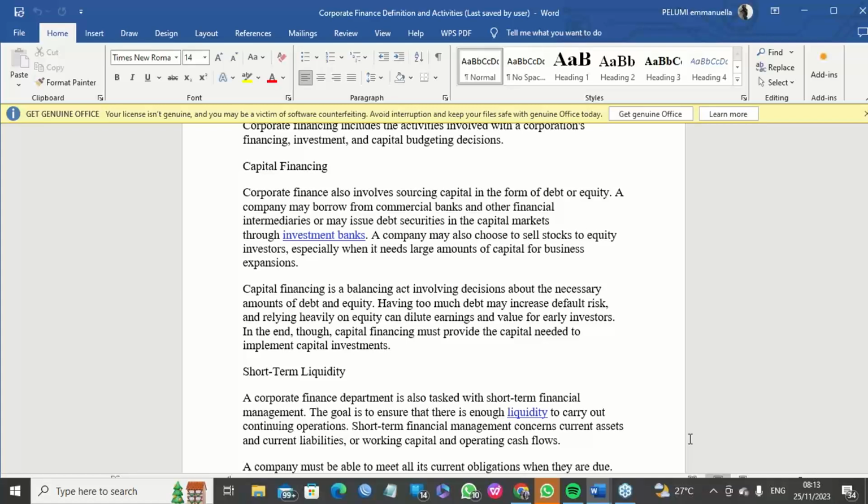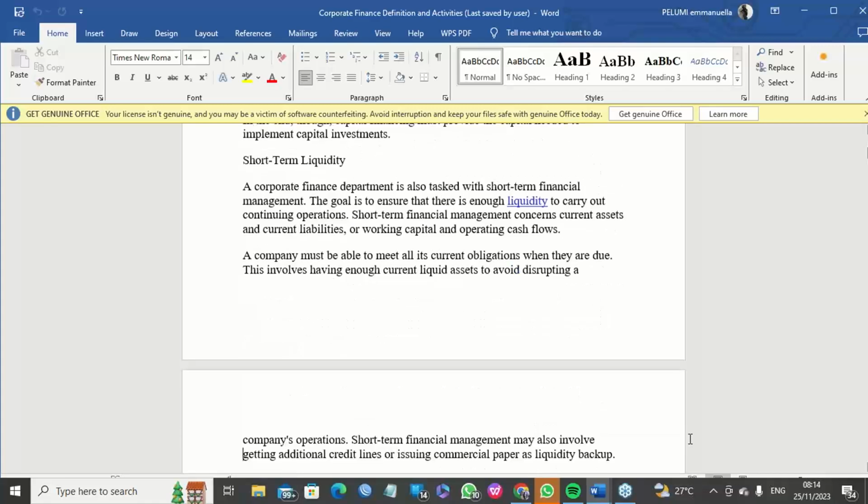Companies may also choose to sell shares to equity investors, especially when they need a large amount of capital for their business. Capital financing is a balancing act involving decisions about the necessary amount of debt or equity. Having too much debt may increase default risk, and relying heavily on equity can also dilute earnings and value for early investors in the organization. Then we move on to the third one, which is short-term liquidity.